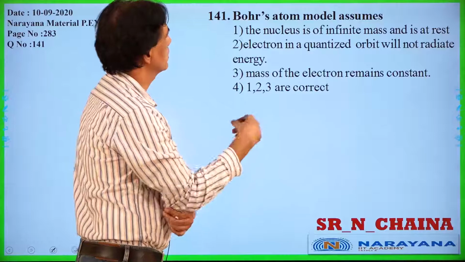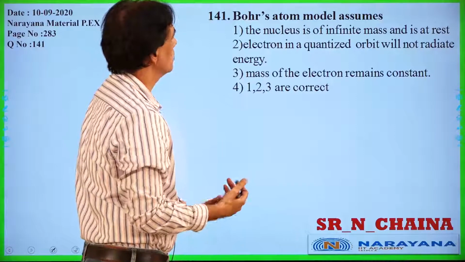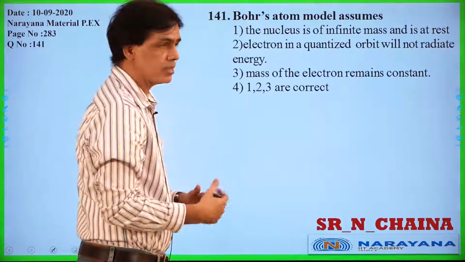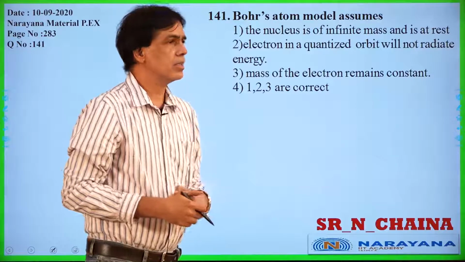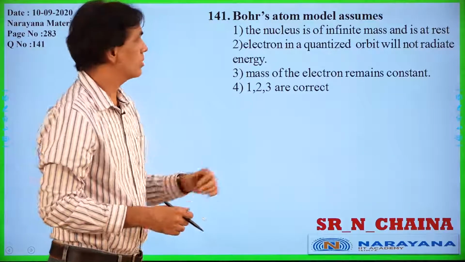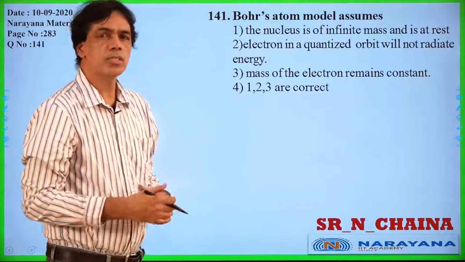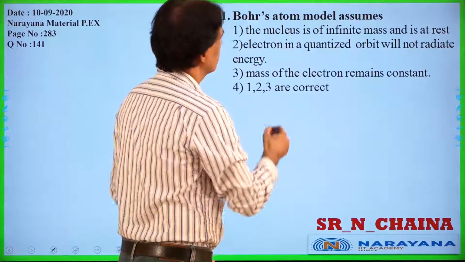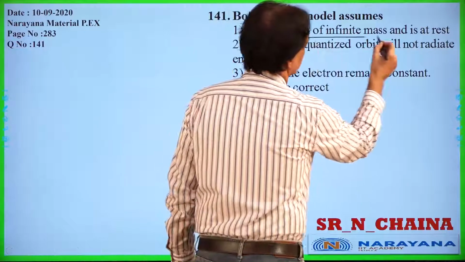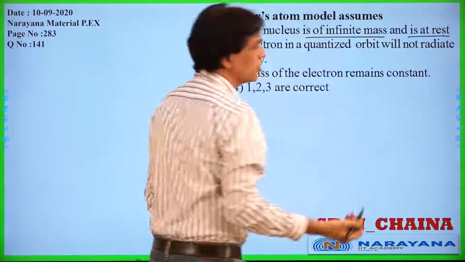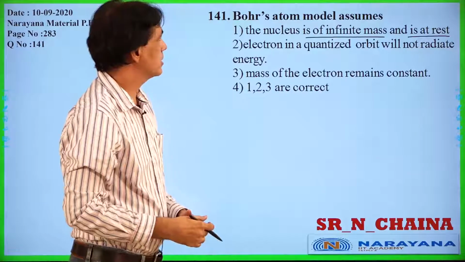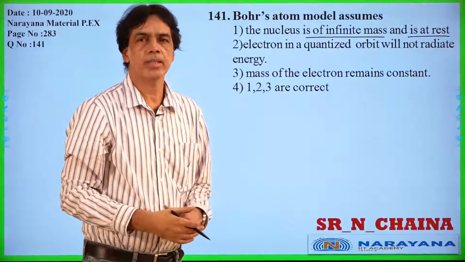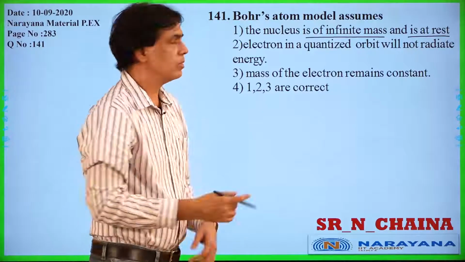So this is what Bohr's atom model assumes. What are the assumptions taken from Bohr's atom model? The first one is nucleus is of infinite mass and is at rest. Bohr assumed that nucleus has infinite mass and it is at rest. Of course, it is correct.